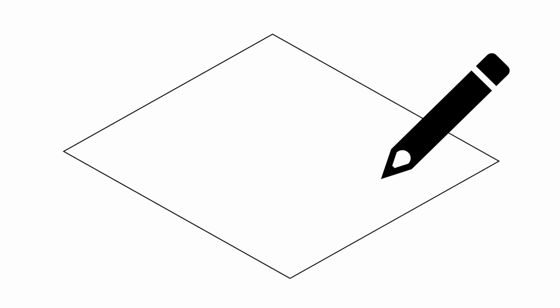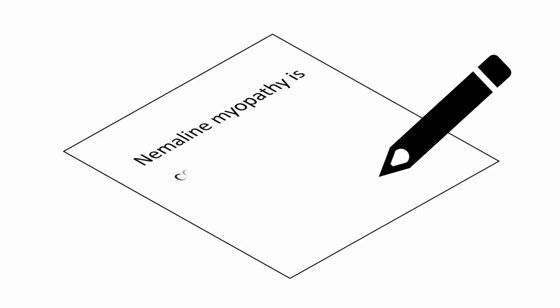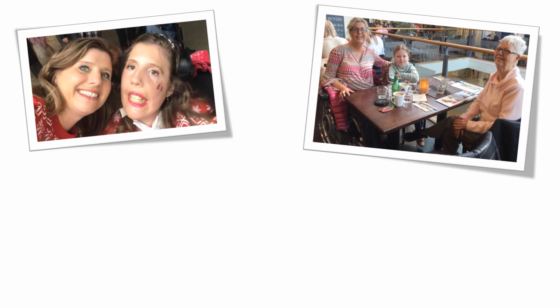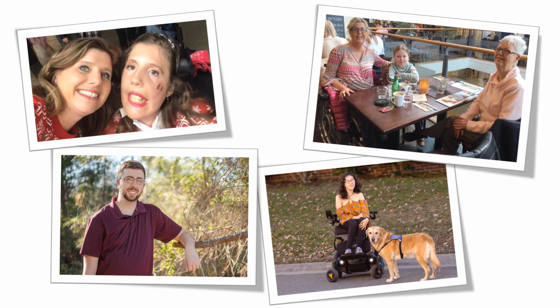Nemaline myopathy is congenital myopathy with rods. NM, like all congenital myopathies, is a genetic condition present early in life that affects the muscles of the body at differing degrees of severity, depending upon an individual's particular case. Under optimal conditions, one may be able to live a very satisfying life, no matter how a person is affected by the disorder.